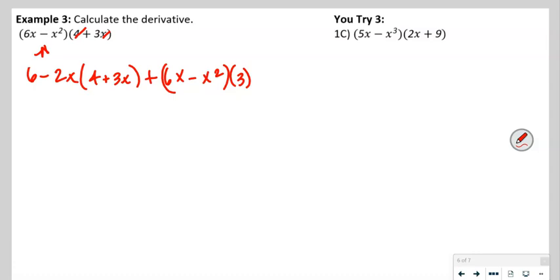So this time we have a binomial times a binomial, right? Y'all remember how to do FOIL or the box, however you want to do this. If you want to do the box, you could do our 3x down here. We could figure out what it is, right?